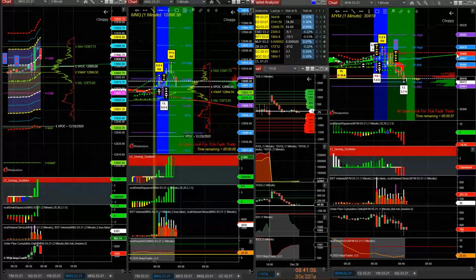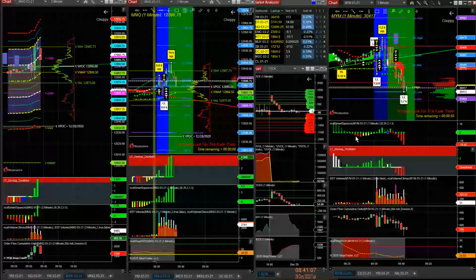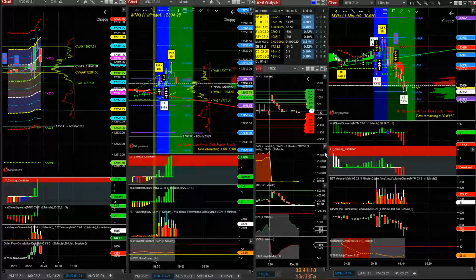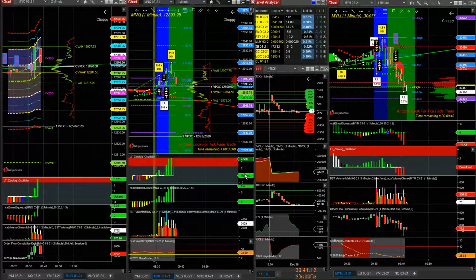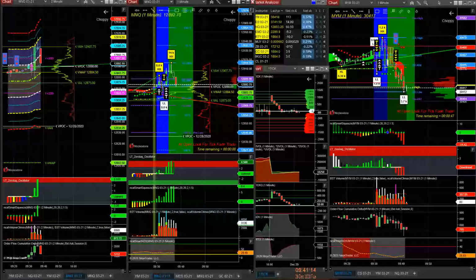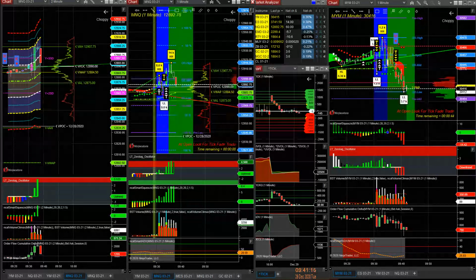Quick scalping. You use micros or you use the E-minis?